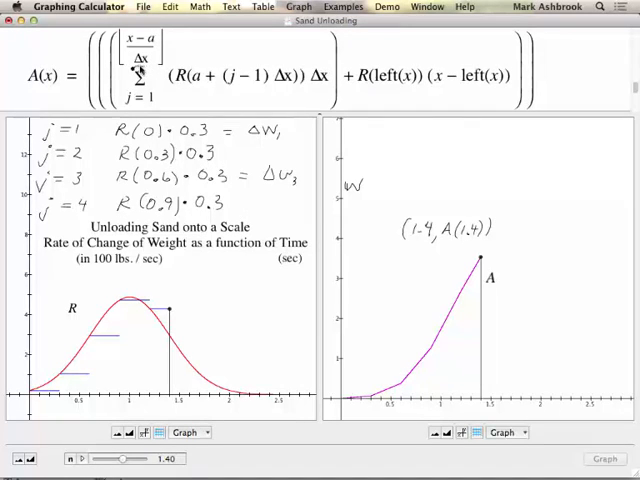And then what does this mean? It's a sigma, Greek sigma. So just think sigma means sum. We're going to sum up all those bits of change, those bits of amounts of weight, and sum all those up.